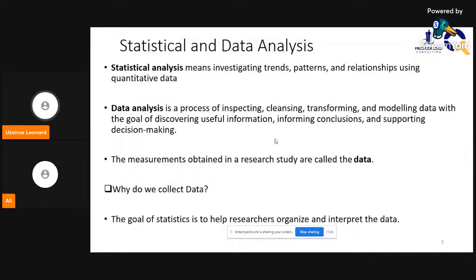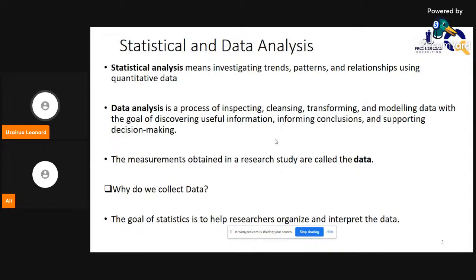Now when we talk about data analysis, we are talking about a process by which you inspect, clean, then transform or model data with the goal of discovering useful information. What is the purpose of that useful information? So that you'll be able to make what we refer to as informed decisions. So that is very, very essential. I'm with you, sir.